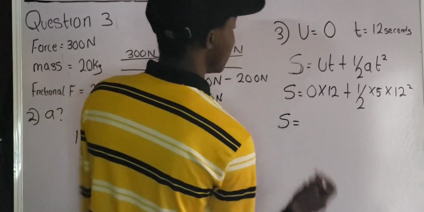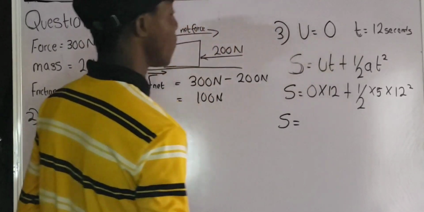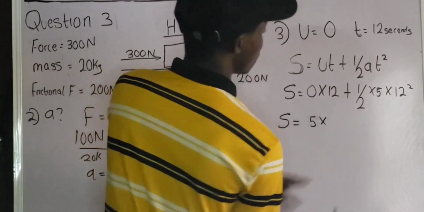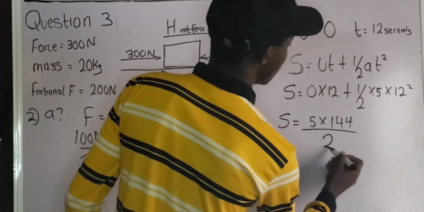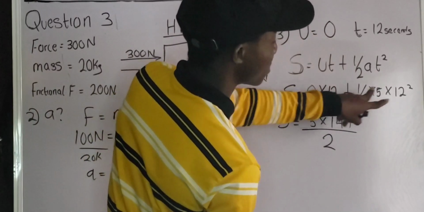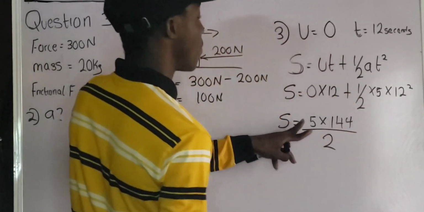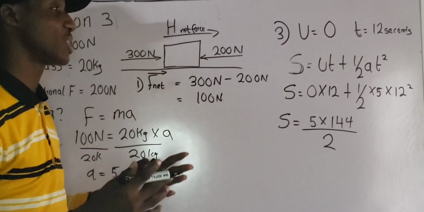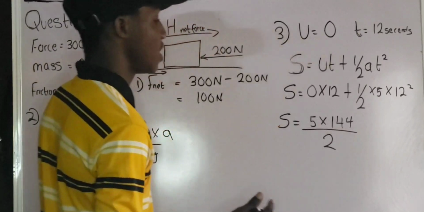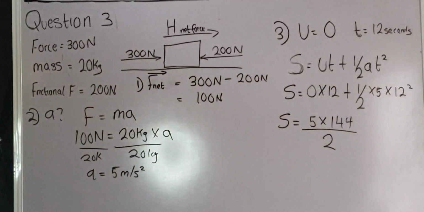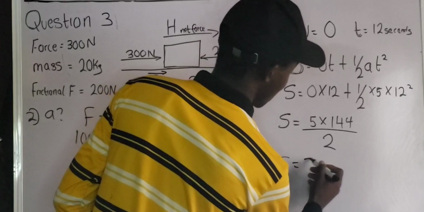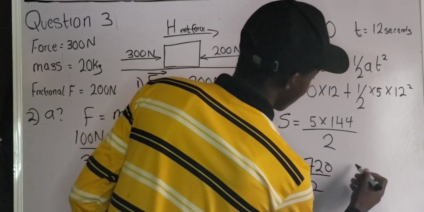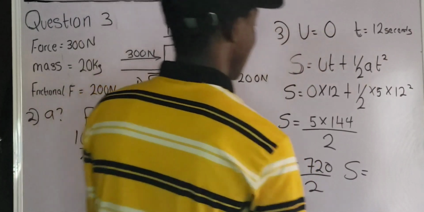S, which is the distance covered: 0 multiplied by 12, that is 0. For this I'm going to have 5 multiplied by 12 squared, which is 144. So I'm going to have 144 all over 2, because this signifies 1 multiplied by 5 multiplied by 12 squared. If I multiply 1 by 5, I'm still going to have 5. So 5 multiplied by 144 divided by 2. That's how I got that. Now you can punch your calculator. 5 multiplied by 144 is 720. So the distance is equals to 720 all over 2. If you divide 720 by 2, that is 360.